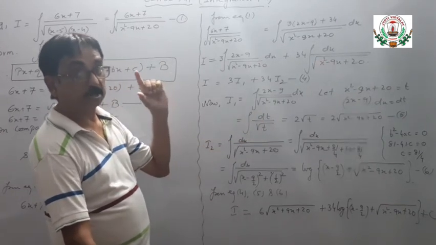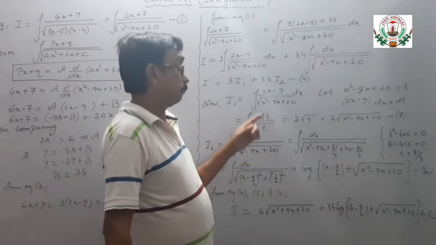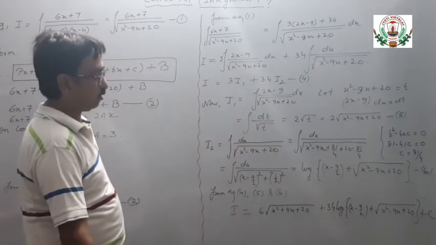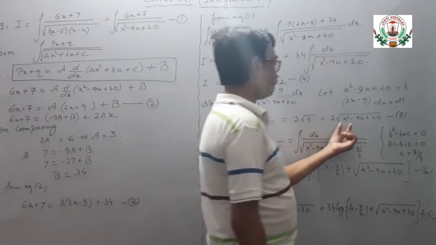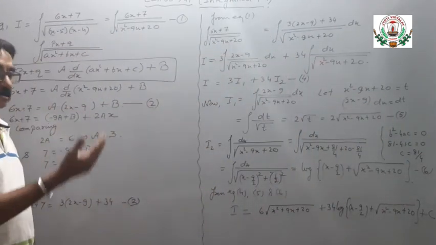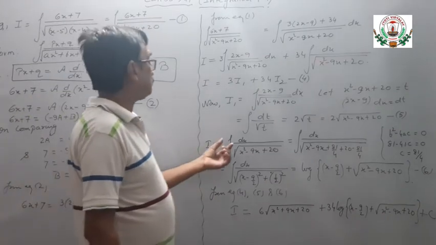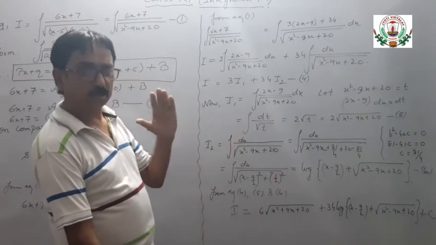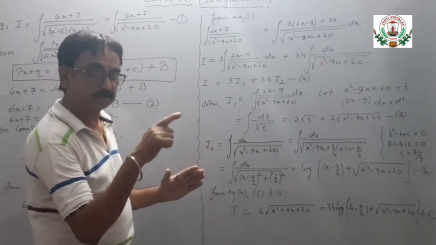In the previous question what was it? dt upon t, log t was made. But in this question it will become dt upon root t. So integration of 1 by root t is 2 root t, 2 into under root x square minus 9x plus 20. Now we move to the second integration I2, dx upon under root x square minus 9x plus 20. Same format, only the difference is that here the square root sign has come.